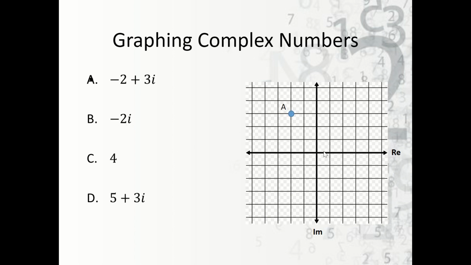Well, that means there's no reals, so we're not going to slide side to side at all. And my imaginary is -2, so I'm just going to go down 2 and plot that point. There's B. Now C is 4. So notice my reals is 4, but I have nothing for my imaginary, so it just goes right there. There's C. And then 5 plus 3i, so I'm going to go to the right 5, and then up 3, and there's D. So this is how we plot points on the complex plane.